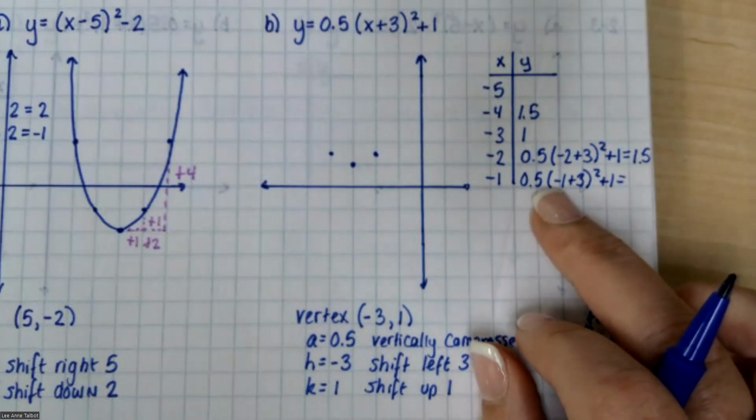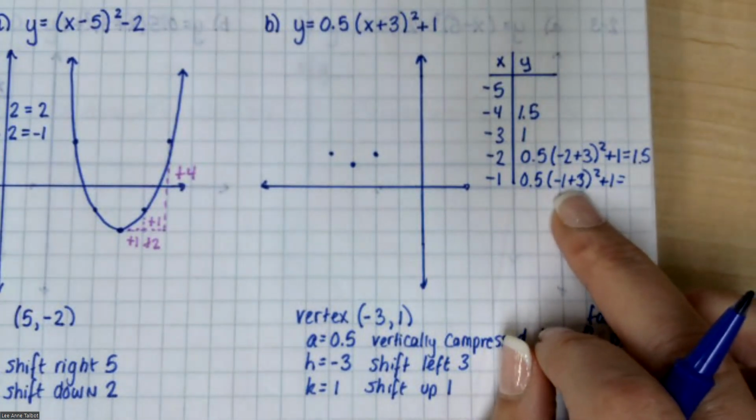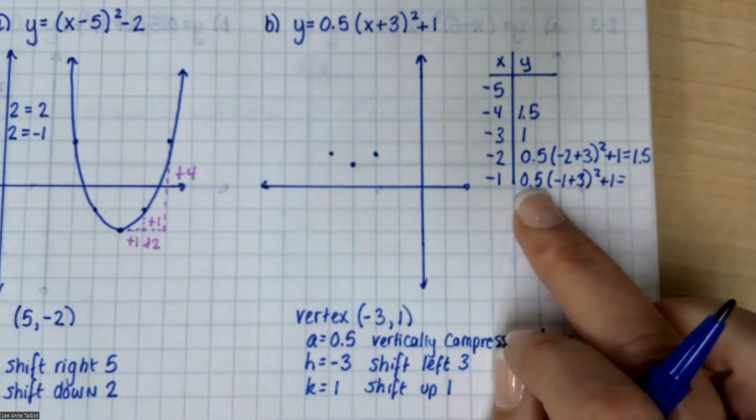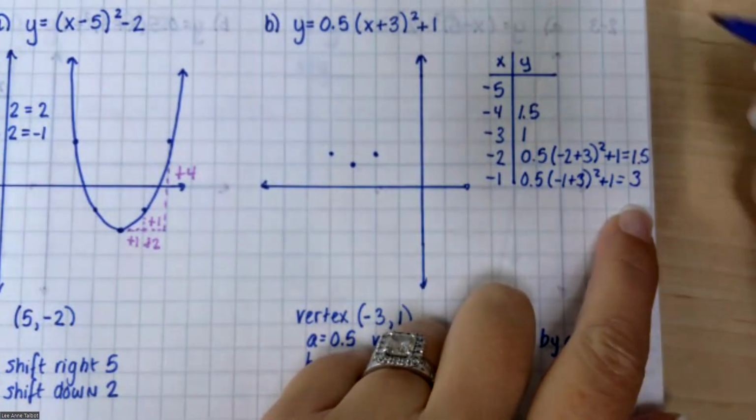Okay, negative 1 plus 3 is 2. 2 squared is 4. 4 times 0.5 is 2. 2 plus 1 is 3. That wasn't that bad. Wasn't that bad.